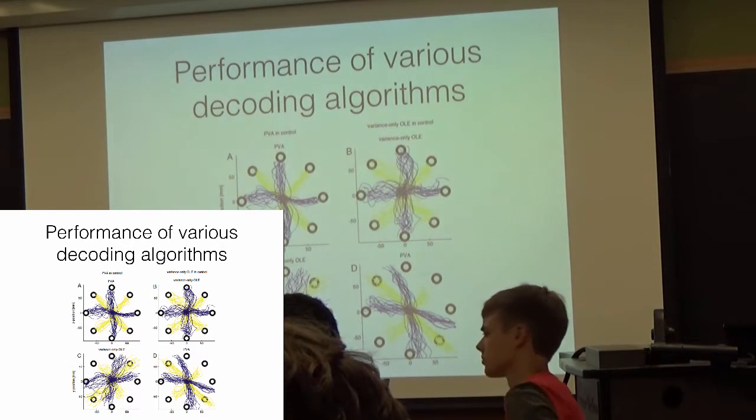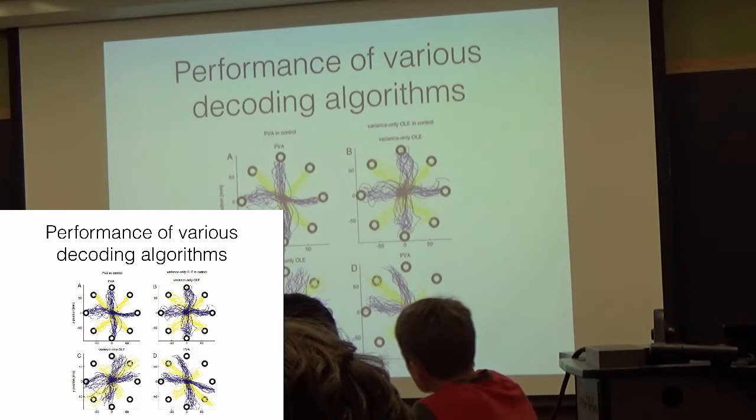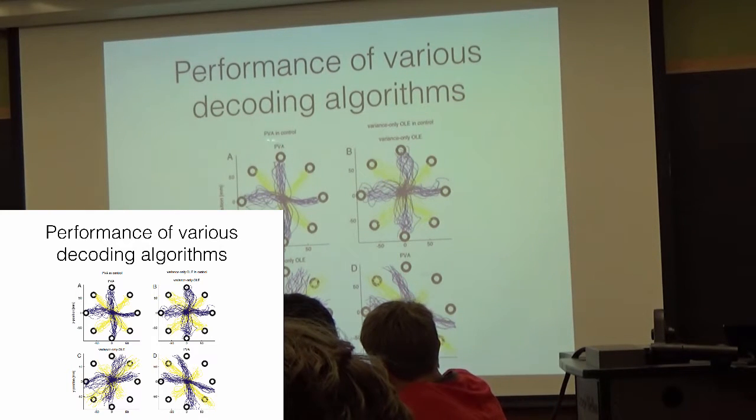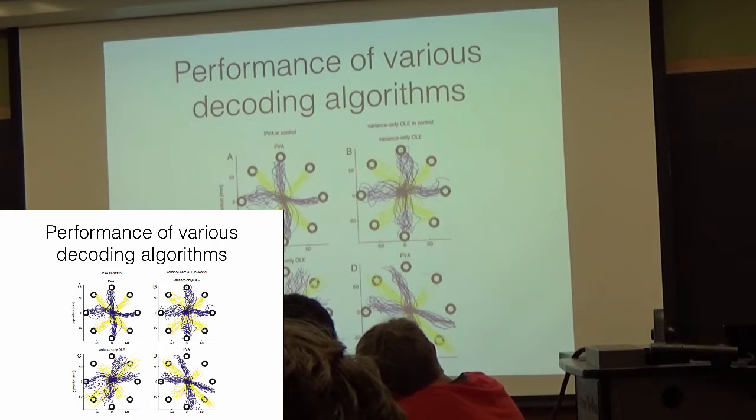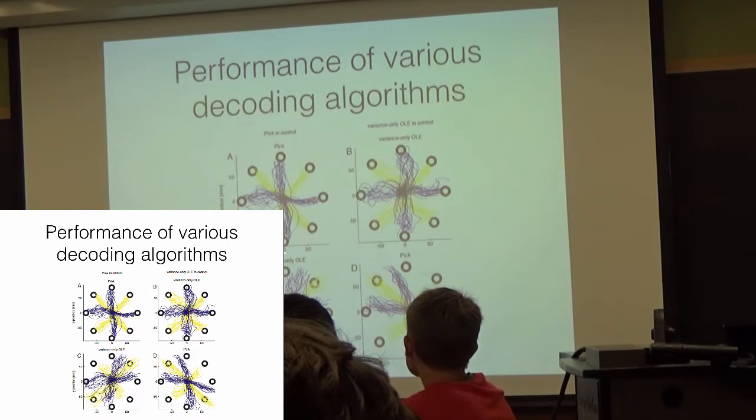Kind of getting at Jack's question a little bit, what if we train a monkey to use a PVA, the simple algorithm, and it gets really good at it, and it will accurately move the cursor to targets. These are just tracking the path that the cursor takes to get to targets.